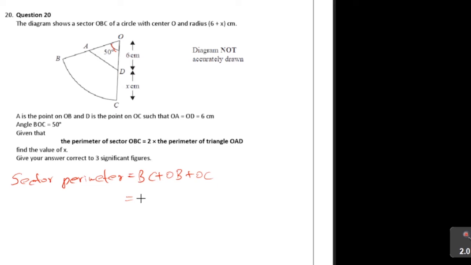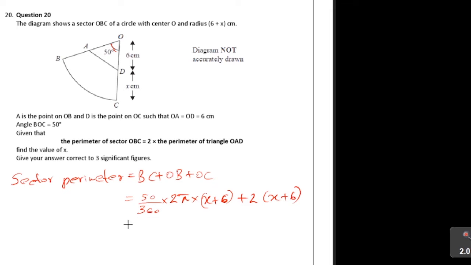BC is going to be what? 50 over 360 into 2 pi r. The radius is how much? It's going to be x plus 6. Then OB and OC, they are the radius, so again 2 times x plus 6.